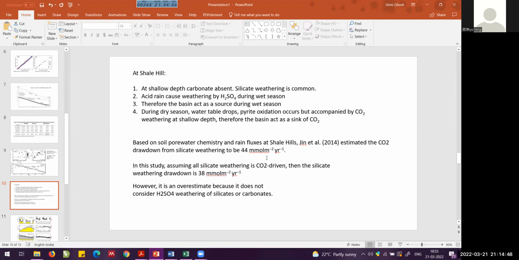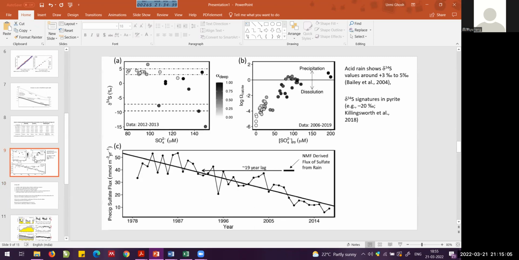However, because only carbon dioxide driven weathering is being considered, this is an overestimation, because we have already seen that in the case of weathering by sulfuric acid, instead the carbon dioxide is released into the atmosphere. So, as I mentioned, the sulfur isotope is also considered to cross-validate what they have found.